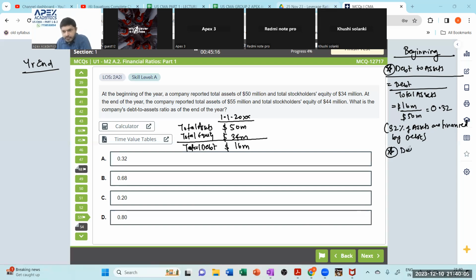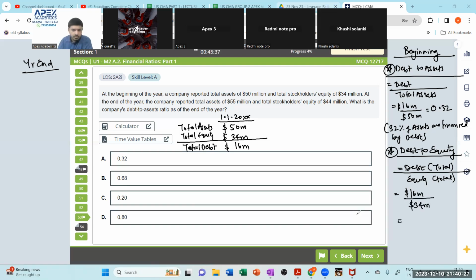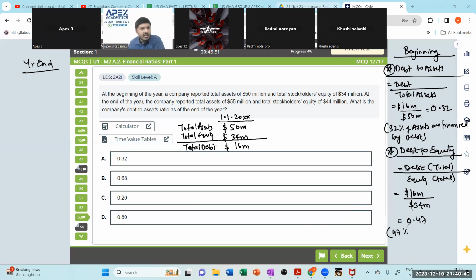Second one. Debt to equity. Debt total upon equity total. What is the meaning of this? 16 divided by 34. What is the answer? 0.47. It means that 47%.